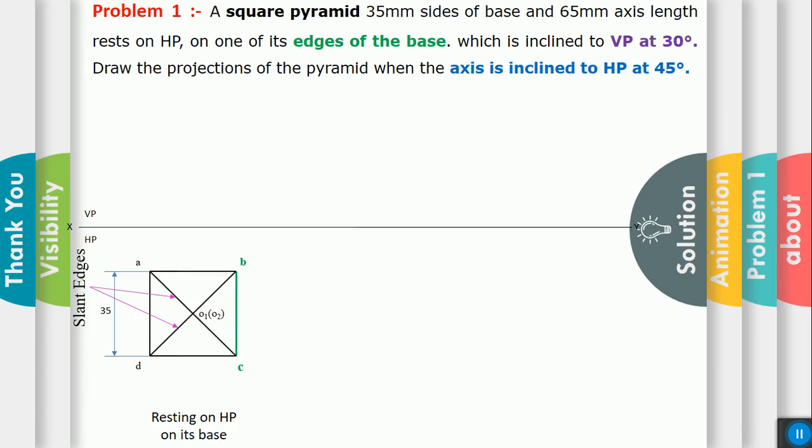To get the front view, we will draw the line of projections. In the front view, we can see the true height of a given square pyramid, that is nothing but 65 mm.